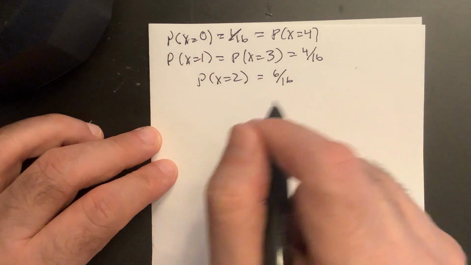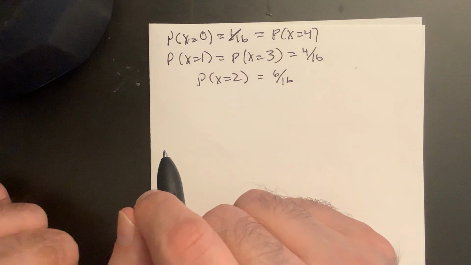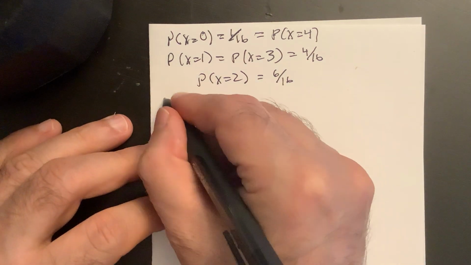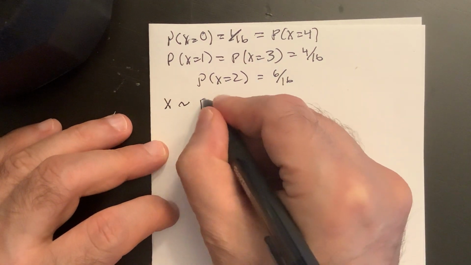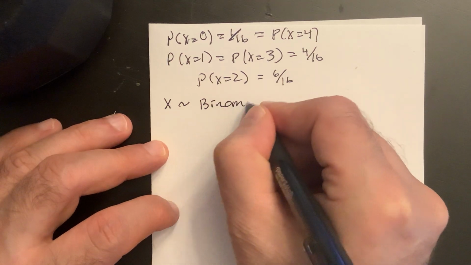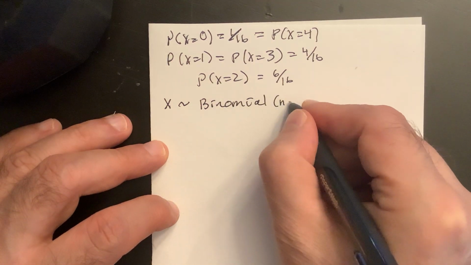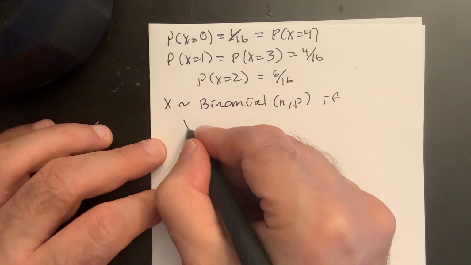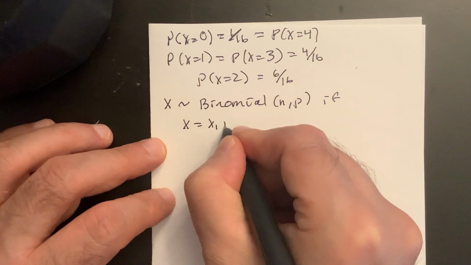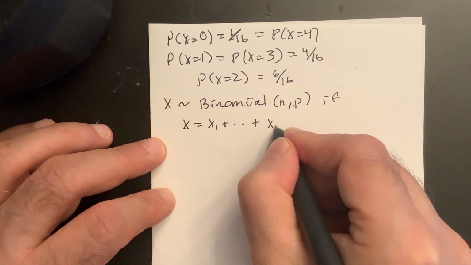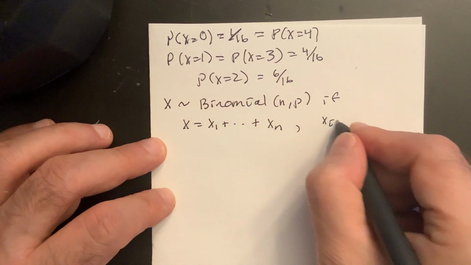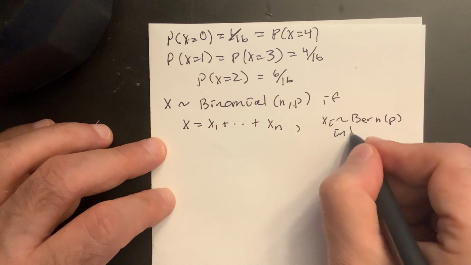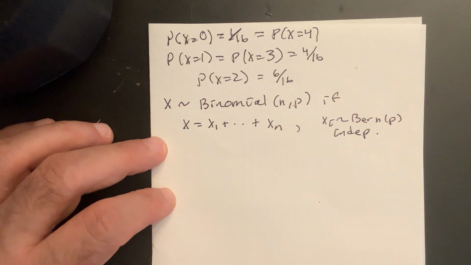Okay, in this case, this kind of random variable that is the sum of independent Bernoulli random variables is called a binomial. So we can define this: X is binomial(n, p) if X is equal to X1 plus ... plus Xn, and the Xi are Bernoulli p and independent.